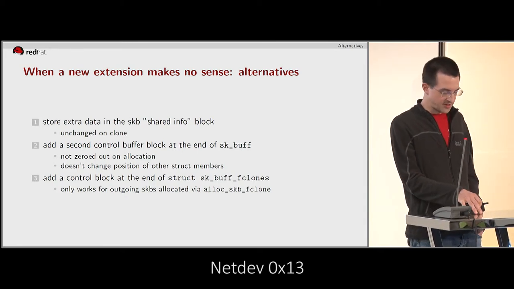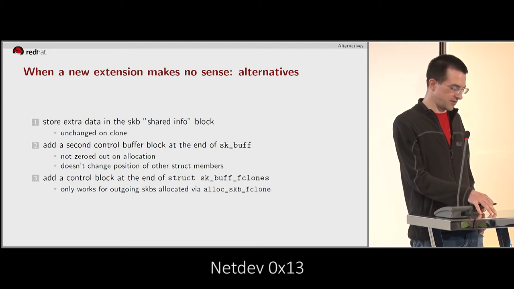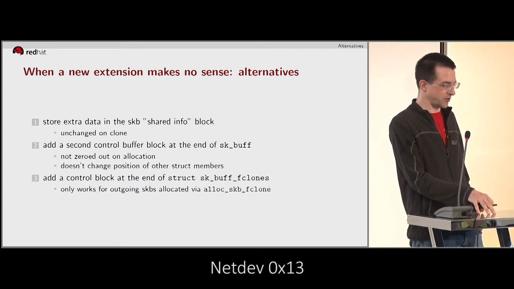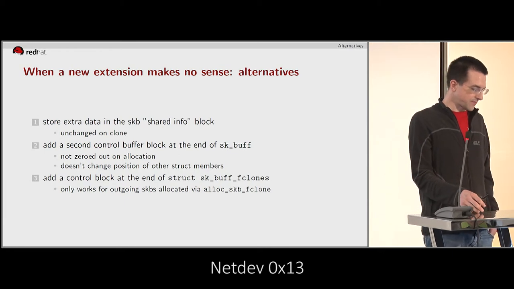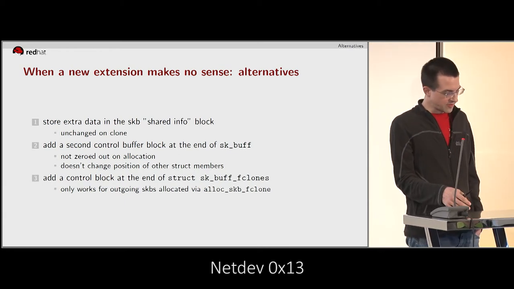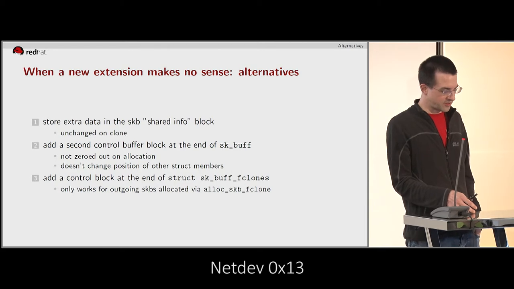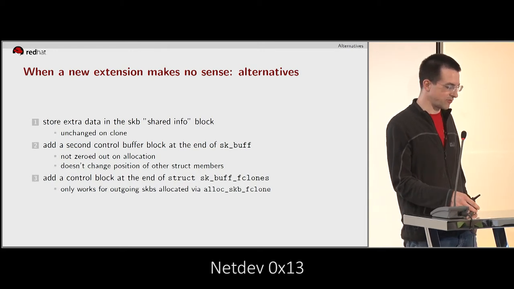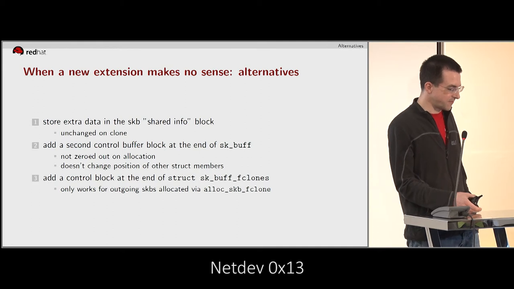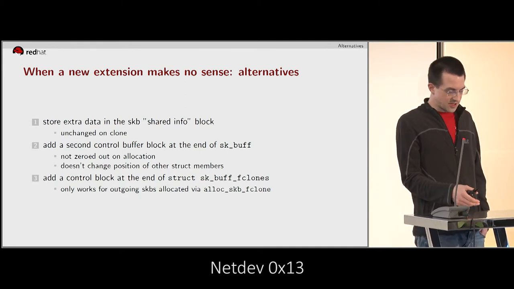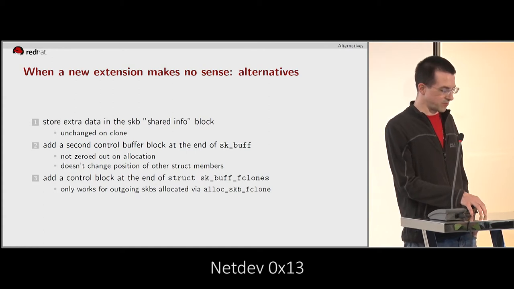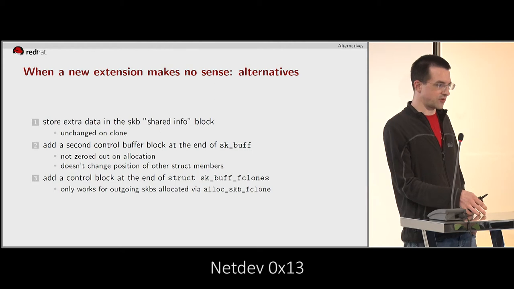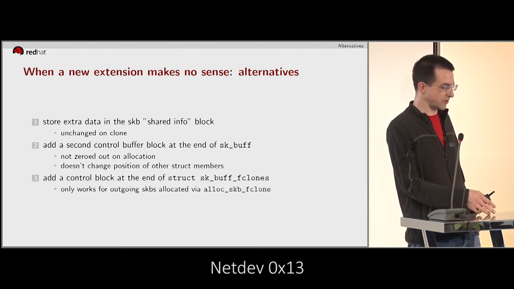Adding a second control buffer at the end would also not impact any of the other structure members that come before, so you don't have the problem that suddenly a hot path has to access fields on different cache lines. And the third idea was to add a control block at the end of the struct skbuff fclones. This is a very nice idea that Eric Dumazet had. The clever thing here is that you don't even increase the skbuff size for incoming packets, because the fclones are only used by TCP and other protocols for outgoing packets.